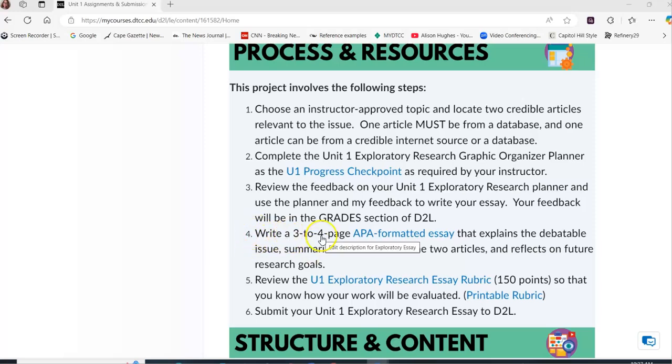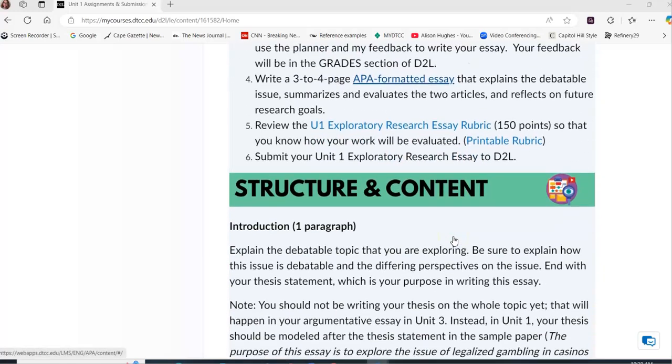So your 3 to 4 page essay is going to introduce your debatable issue, summarize and evaluate the 2 articles, and reflect on your future goals. You want to make sure you review the rubric, because this essay is worth 150 points. And once you have gone through, written your essay, done some editing, used the editing tools in Microsoft Word, then you're going to submit your exploratory research essay to D2L.